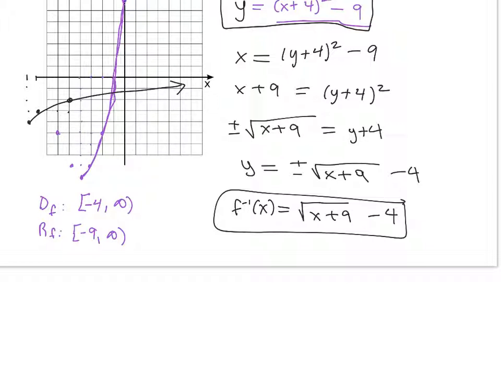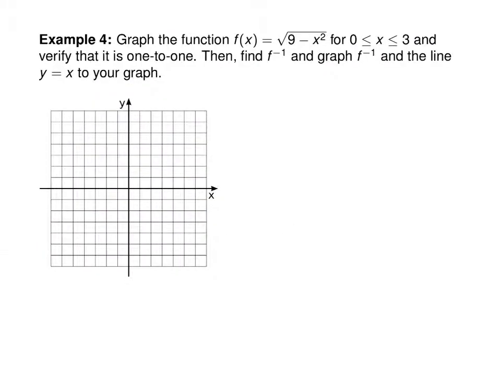Okay, how about this one, it's weird. This next one. My guess is most of you don't remember what the graph of the square root of 9 minus x squared looks like. Is that fair? Okay. It is definitely something that you should, by the end of this class, be able to recognize. I'm going to try to bring it up again and again because it does happen in Calc 1.